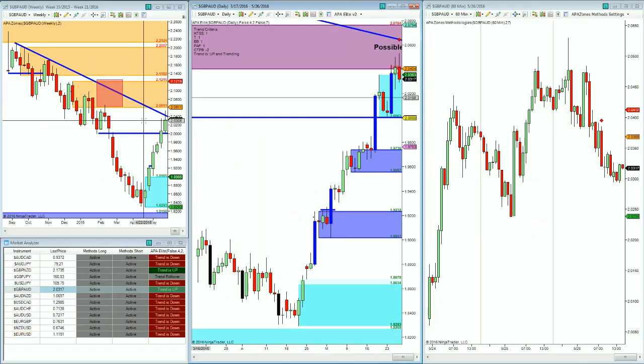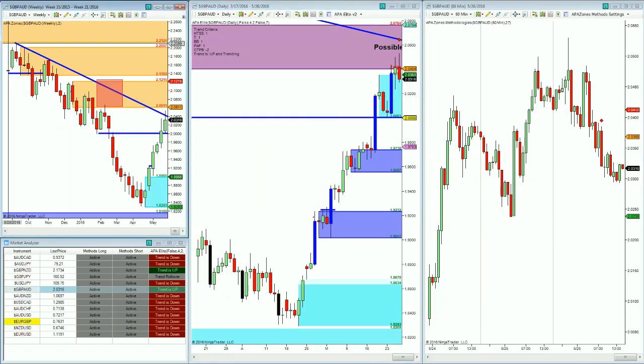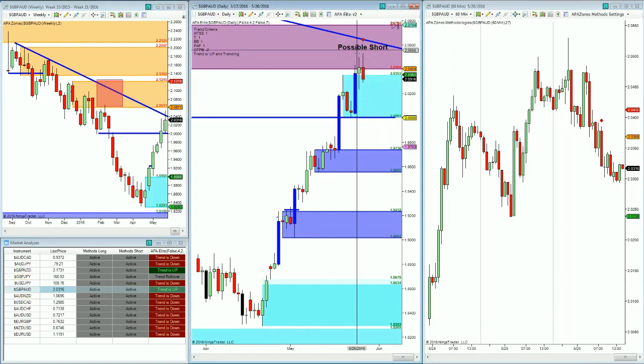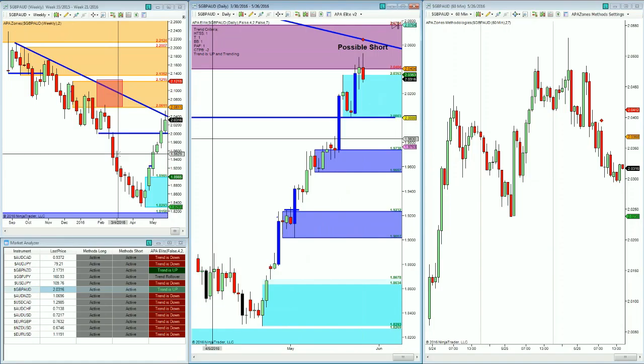So as we see that trend line come into being here, we really haven't seen a good bounce off of it. So I'm really curious to see what happens here, and I'm waiting for the confirmation to give me the short entry on this one. So I just have to wait patiently on this one, but it's getting close to prime time right now.